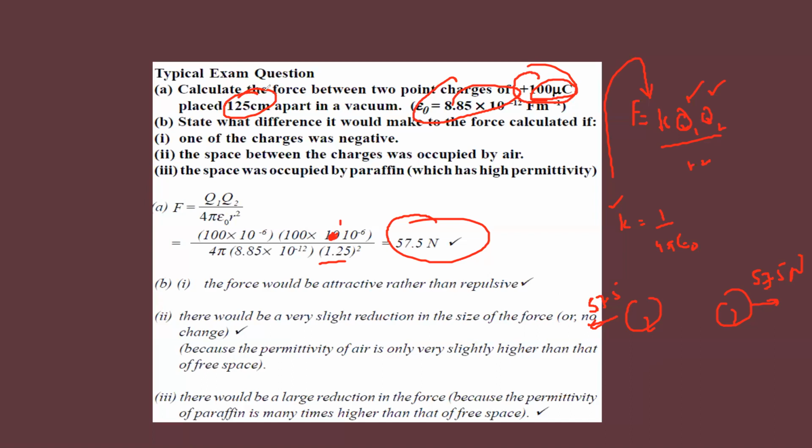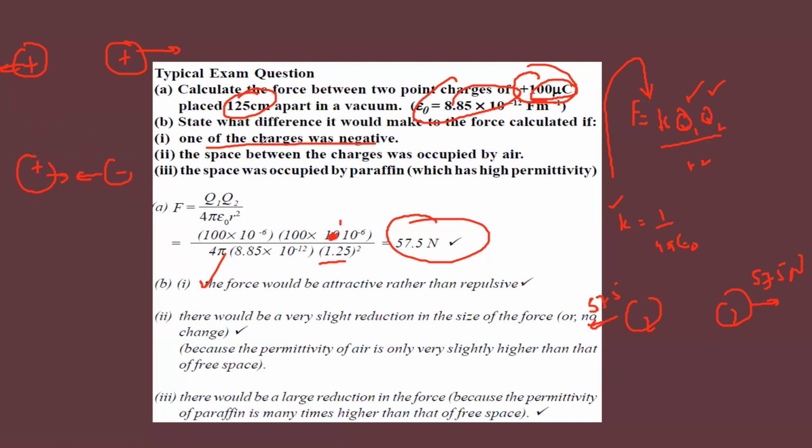But now in part B, it asks to state what difference it would make to the force calculated if one charge is negative. In the original question, identical charges were there, both positive, and we know like charges repel each other, so they tend to move away. But if one is positive and the other is negative, unlike charges will attract each other. So the force would be attractive rather than repulsive. That's the answer for B1.